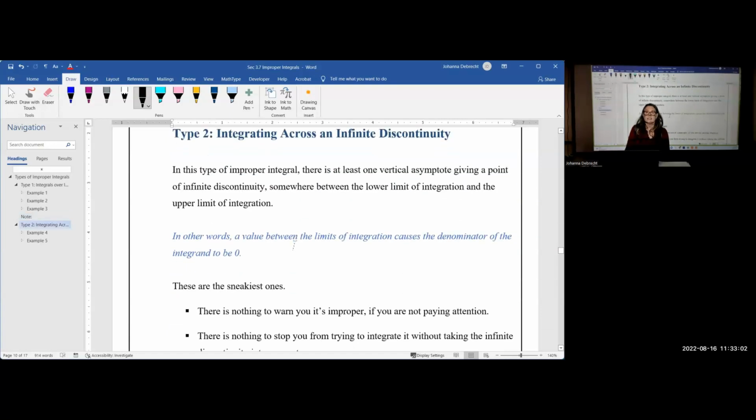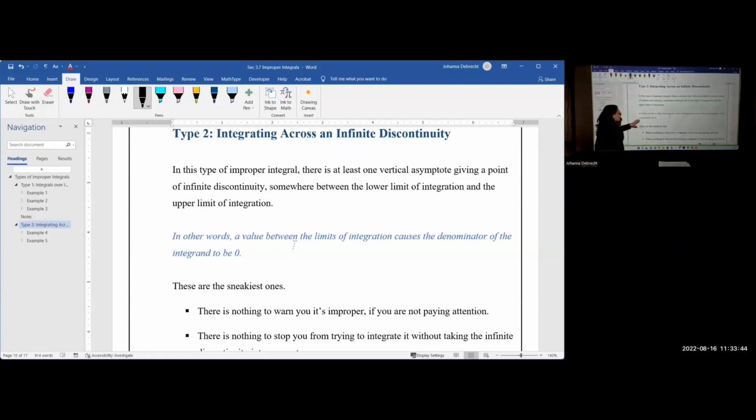Now let's take a look at the type 2 integrals that are improper. So these are the ones that are harder to detect because they come about from an infinite discontinuity between the lower and upper limits of integration. In other words, a vertical asymptote in the graph between the lower and upper limits of integration. Now, they're easy to identify if you graph the integrand function because you'll see the vertical asymptote in the graph. But if you don't graph the integrand, it's very easy to miss these and to proceed as if it does not exist, and then you'll come up with the wrong solution.